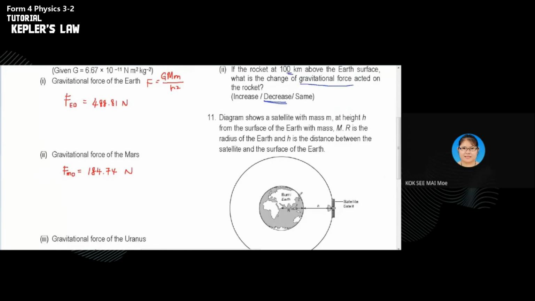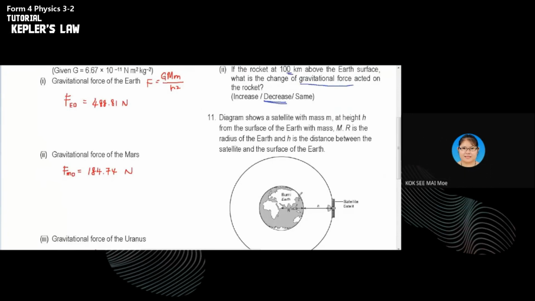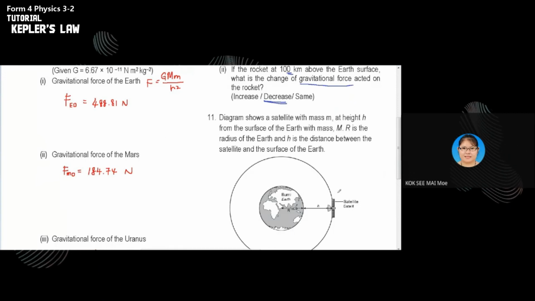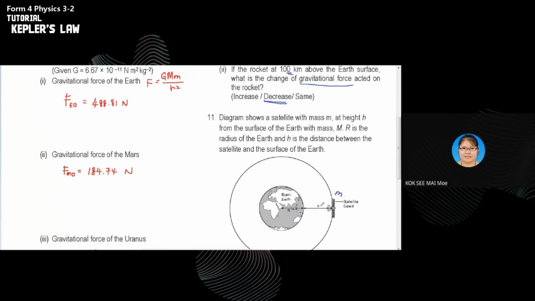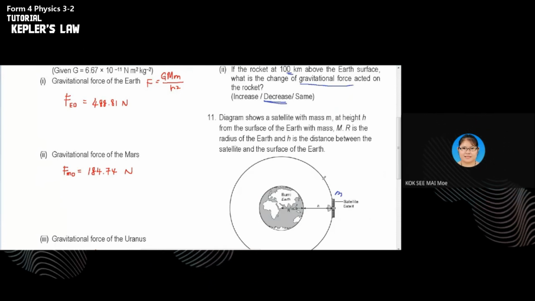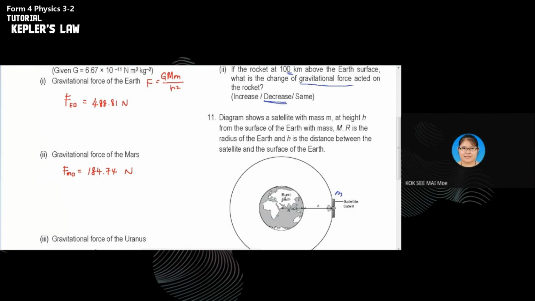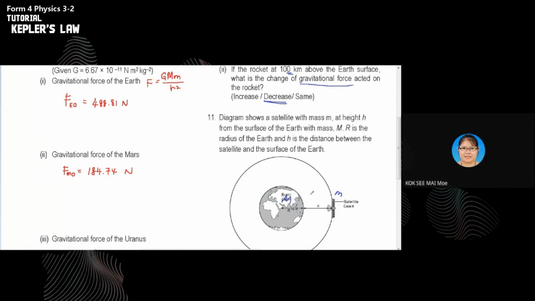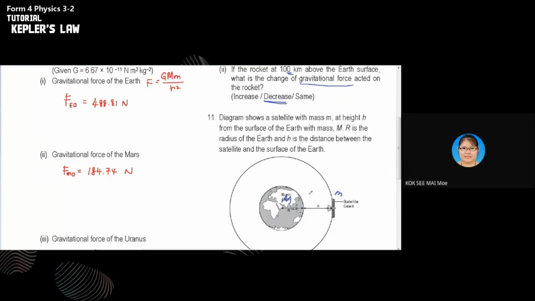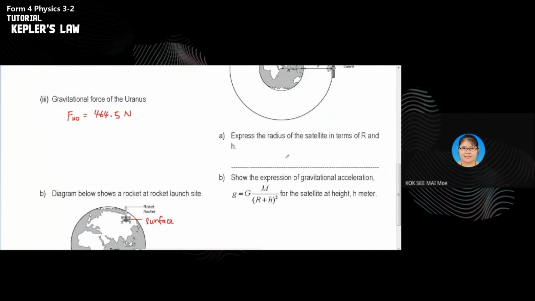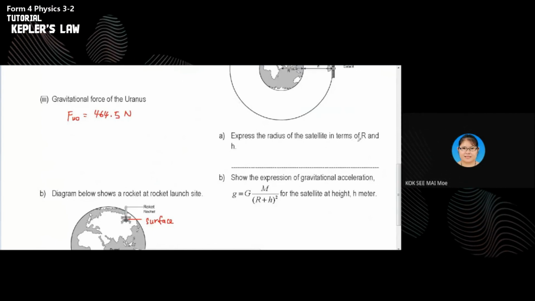Okay, then we go to 11. Satellite with the mass m. Okay, the height is h. Height only, never plus the R. Now the surface of the Earth with the mass is capital M. R is the radius of the Earth and h is the distance between the satellite and the surface of the Earth. Okay, first one, we answer: express the radius of the satellite in terms of R and h.